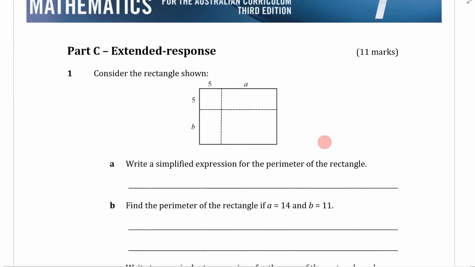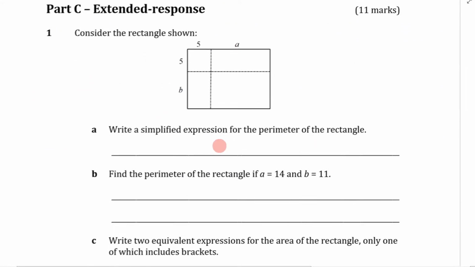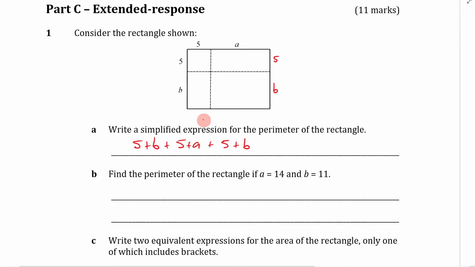Let's now move over to the extended response. Okay. It says, consider the rectangle here. Write a simplified expression for the perimeter of the rectangle. So we know that the perimeter is just adding all of this up. So this is going to be 5 plus b plus 5 plus a. And would you agree that this is 5 plus b over here? So 5 plus b. And then over here, this is 5 and a. So plus 5 plus a.